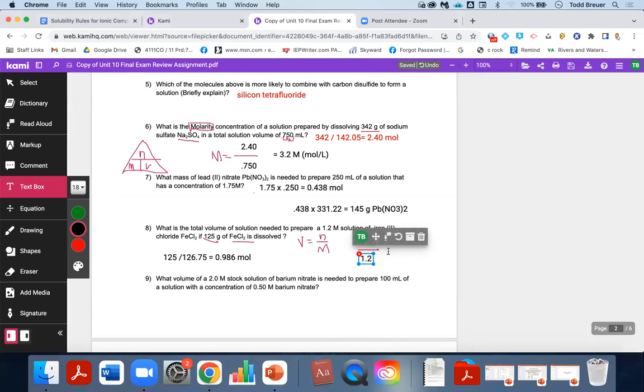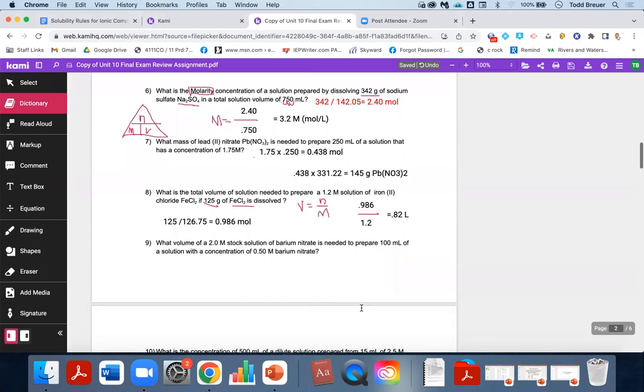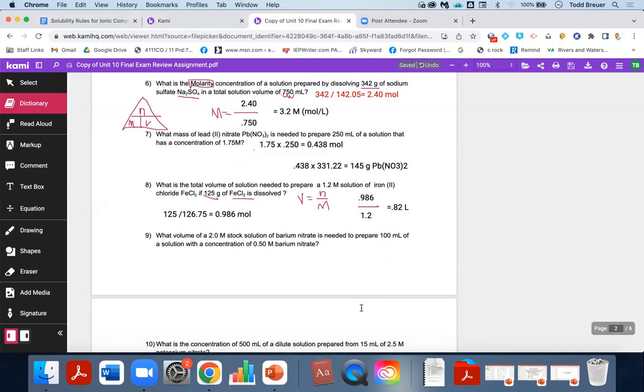N divided by M gives us V in liters. So let's do that division. 0.986 divided by 1.2, we get 0.82, and that's a liter amount. Spread that out so you can read it. And there we go. That's dealing with the formula related to molarity.